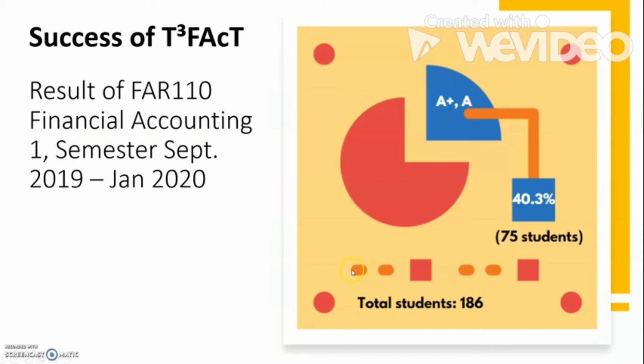Next is the evidence and success of the T3Tic tool. The result from the Financial Accounting 1 subject, FAR 110, semester September 2019 to January 2019, represents that 40.3% of students managed to get A and A+, which is equivalent to 75 students out of a total of 186 students. So this is the remark on the excellence of the application of this T3Tic tool.